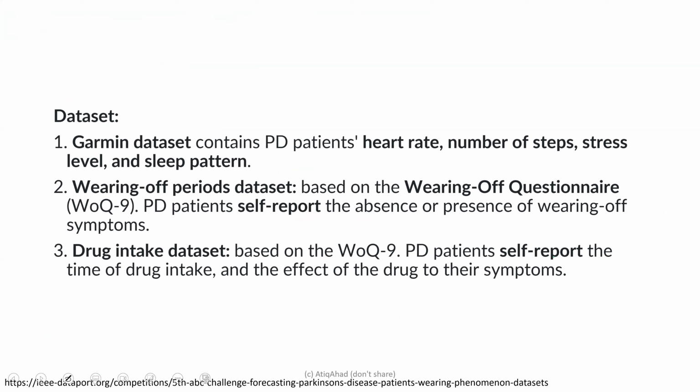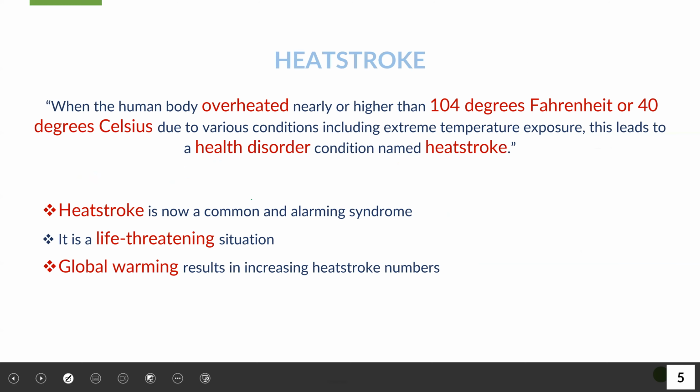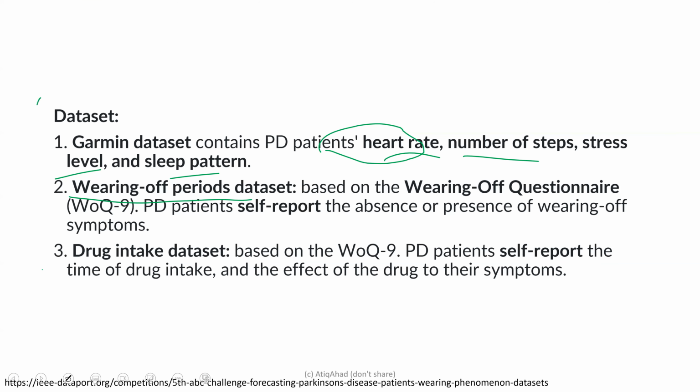So that's the point. One option is that we can collect heart rate, number of steps, stress level, and sleep pattern of the person, and build a wearing off periods data set based on a wearing off questionnaire, where the patient reports when the symptoms came, when the symptoms were absent, and when the medicine was taken. Based on those reports, if we can develop an AI method, we can probably predict or forecast when the next one will be.